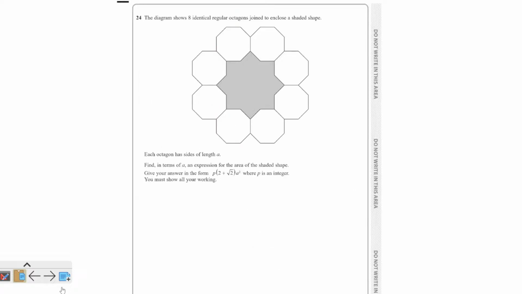Okay, this is our final question. So, question 24. The diagram shows 8 regular octagons joined to enclose a shaded shape. Each octagon has side lengths A. So like A, all of these are A because it's regular. Find in terms of A an expression for the area of the shaded shape. Give your answer in this format.